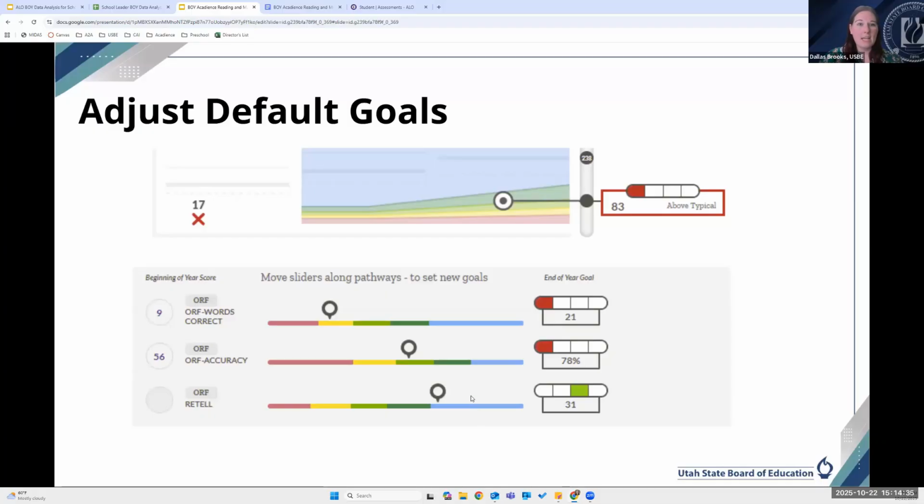So maybe these are some sliders that I want to adjust and play with. I can bump up their words correct, and maybe I bump down retail a little bit, still checking over here to make sure that my growth is still typical or well above typical for a red student. So go in and adjust those goals, play with them, and see where you can push your students, see maybe areas that you can pull down and give them a different goal while still making it meaningful for the student.